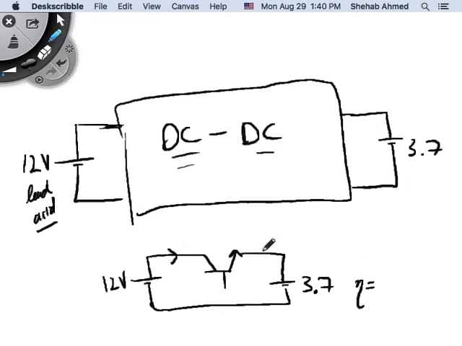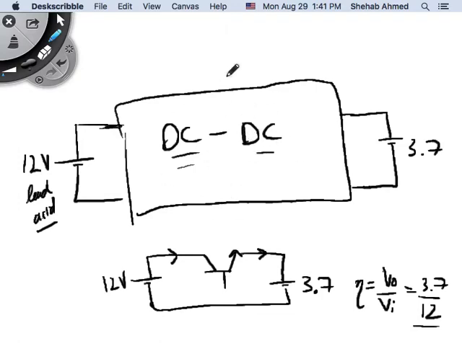The current is the same, right, since it's a series circuit, so it's voltage output over voltage input. So it's 3.7 divided by 12 volts in this case. What is that? 0.308. So about 30%. Right, this is 30%.